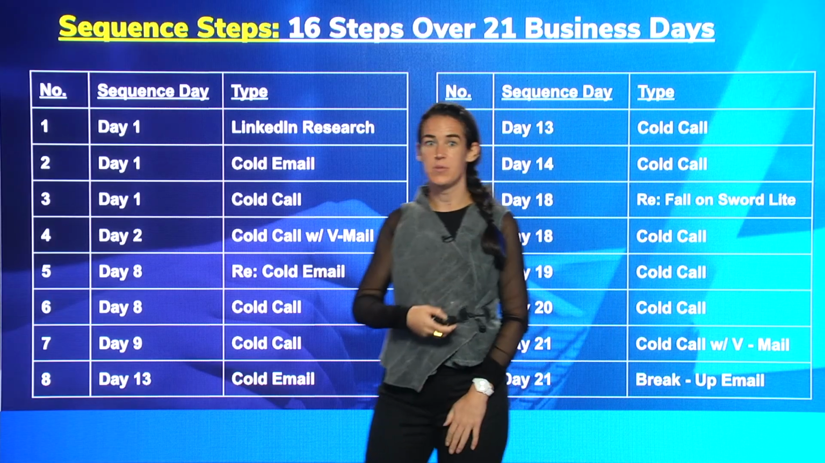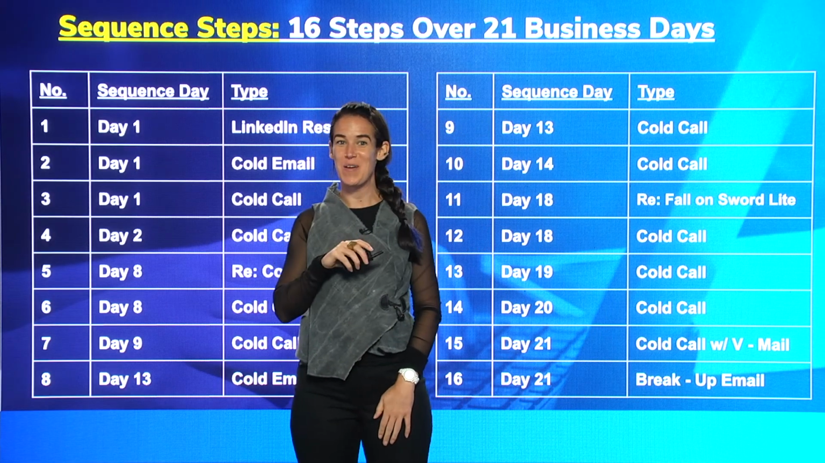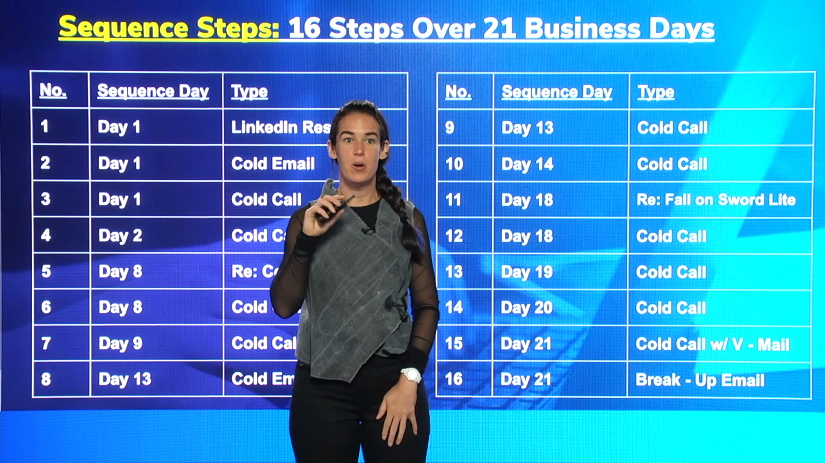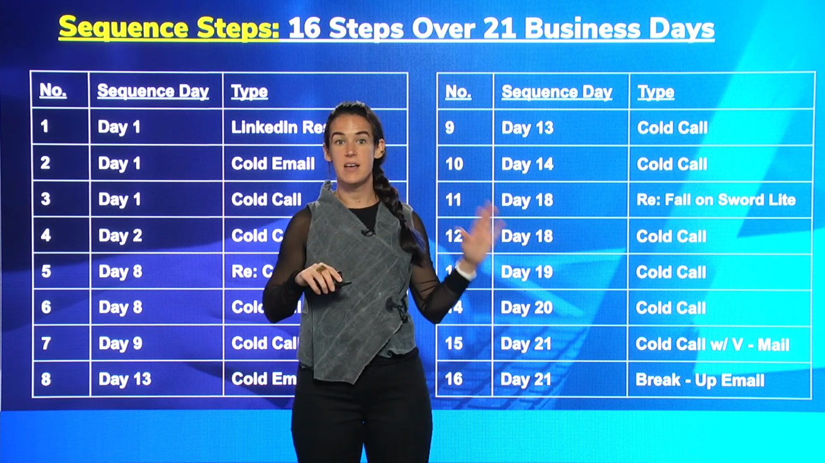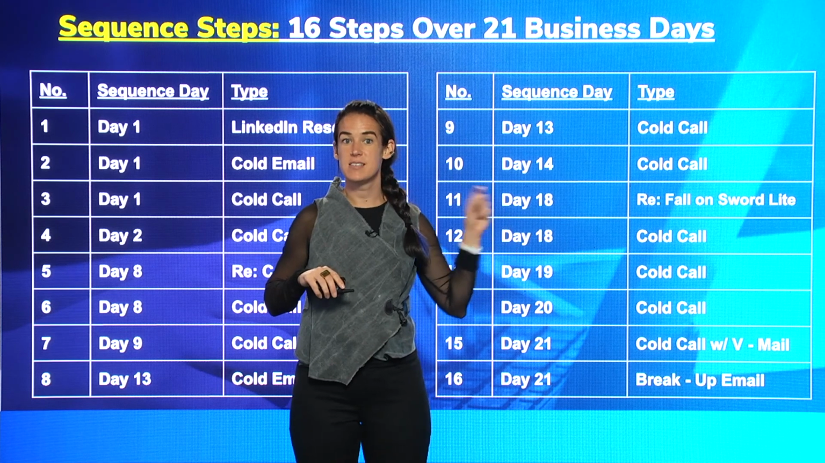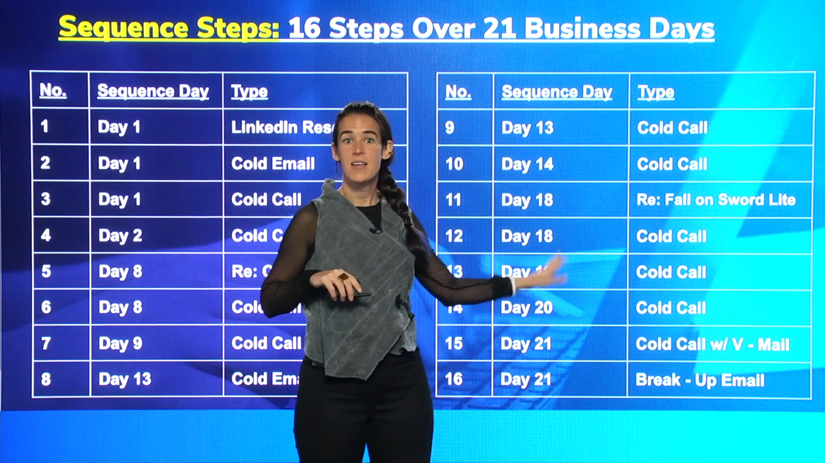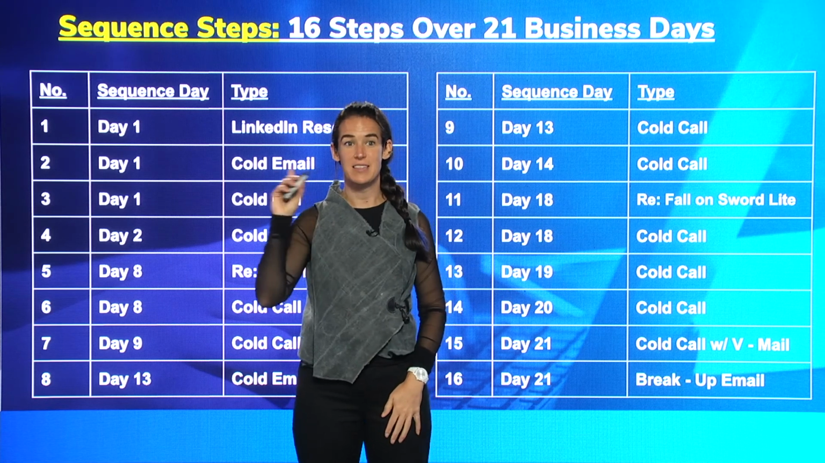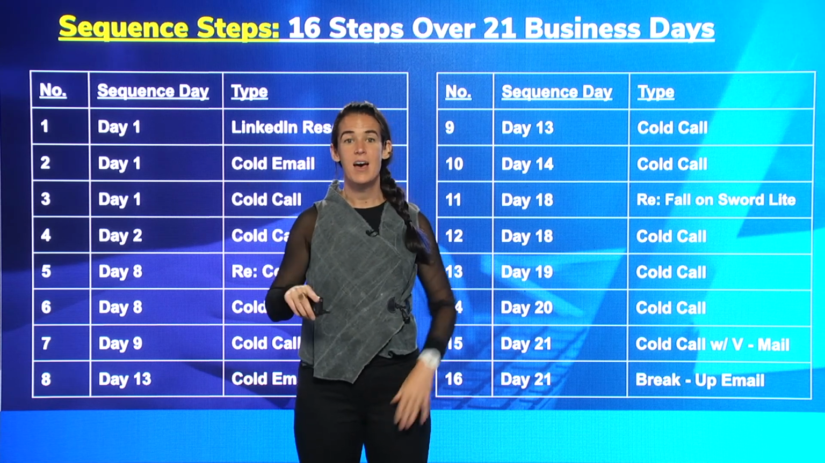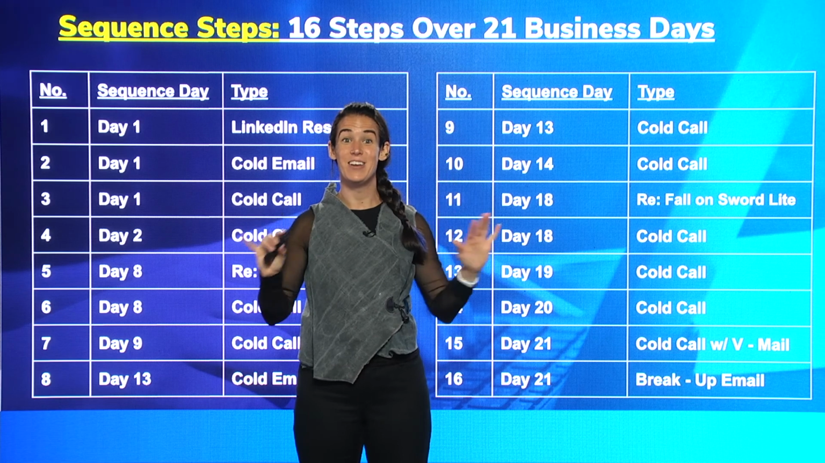The structure of a sequence goes like this. I, again, hope that you have the deck in front of you, but there are basically 5 different pods of outreach that I'm doing. There's 16 steps over 21 days. I'm heavier on the back end here than I am on the front end. I'm doing a LinkedIn research as step 1. I'm doing 5 cold emails and 10 cold calls.